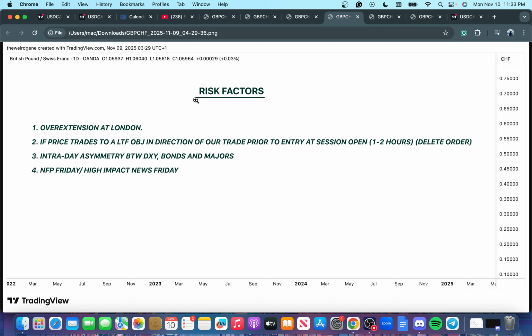So if we see the market trade into an immediate lower time frame liquidity objective in direction of our trade, we do not take continuation trades, because a lot of times, aside from this model itself, because we're still going to have the same risk factor for other models, right? But a lot of times when the market trades into an immediate lower time frame target during liquidity, that usually is the judas swing of this session, right?